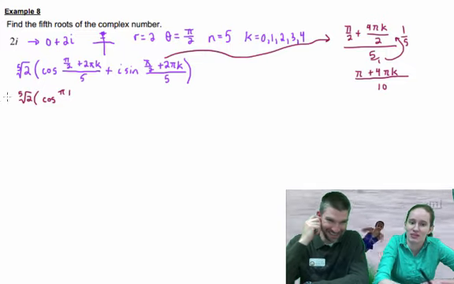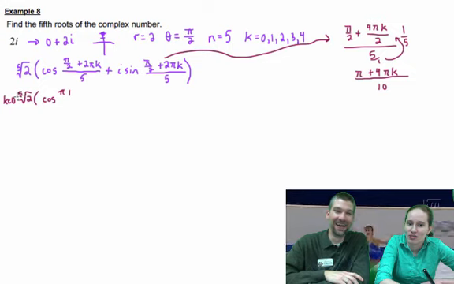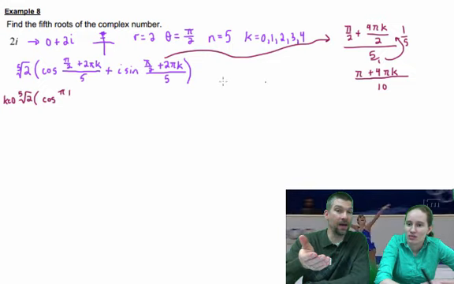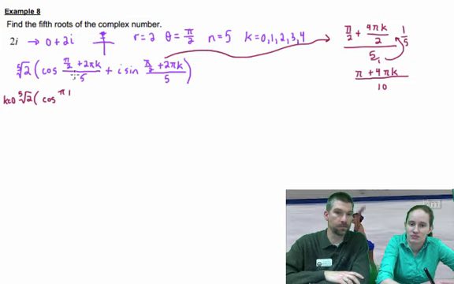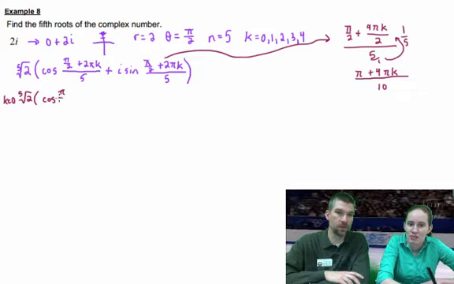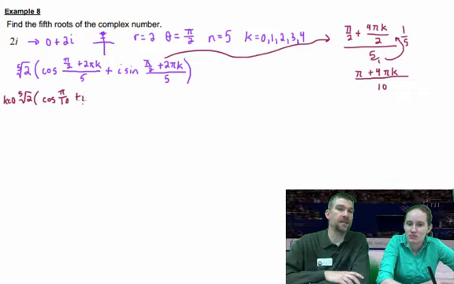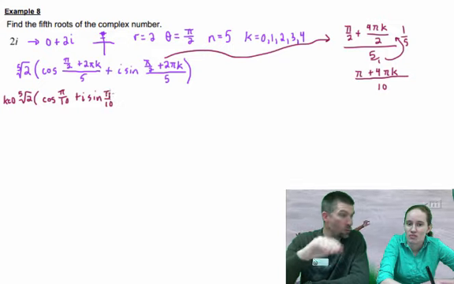Okay, if we plug in 0 for k, 4 pi times 0 is 0, so that's pi over 10. Pi over 10 plus i sine pi over 10. Now, if we do our math correctly, we only need to do one more, and then we'll be able to see the pattern.